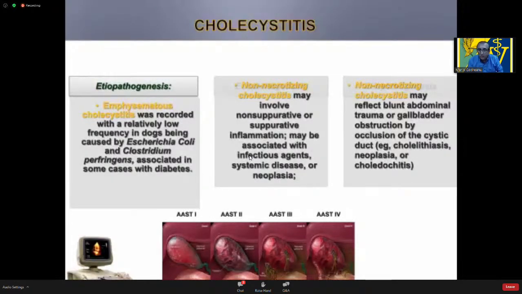Also, regarding the main cause, the responsible cause, we can talk about the non-necrotizing cholecystitis, which involves non-suppurative, or in other cases, but in fewer cases, suppurative inflammatory condition. These are associated with the presence of different infectious agents, or in addition to these, we can talk about different systemic disease or even neoplasia.